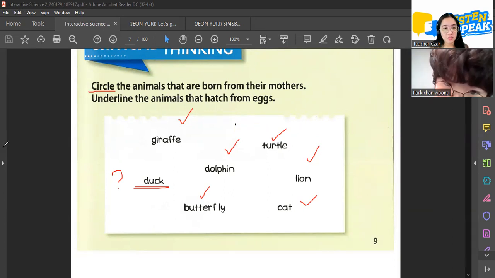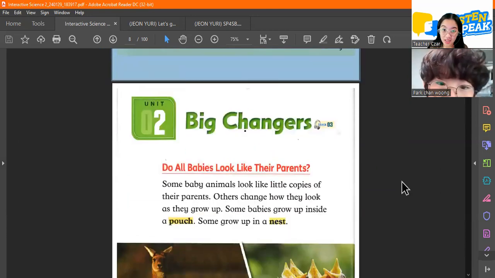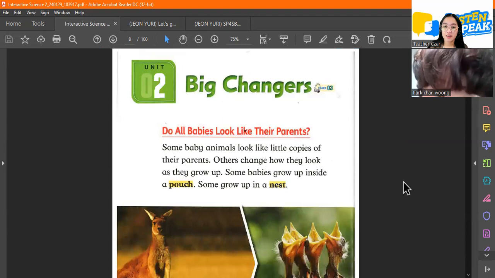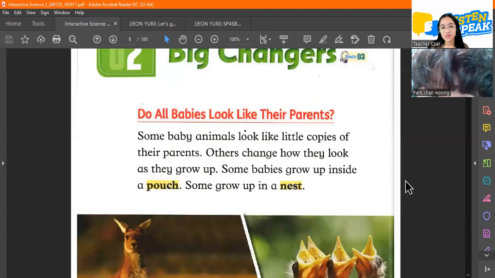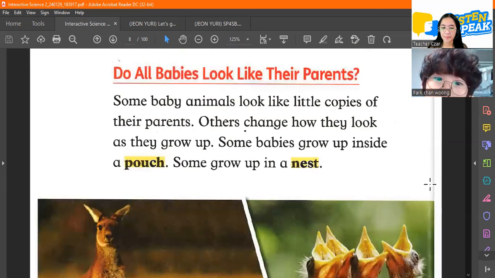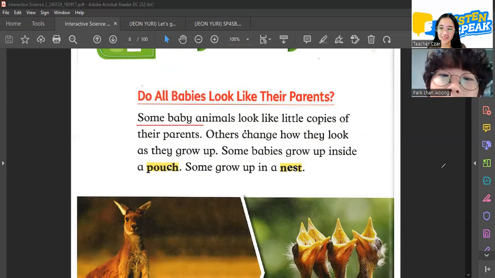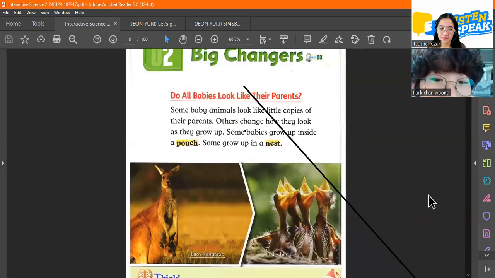Now, let's try to move on with the next topic, which is unit two about big changers. So here, let's try to talk about, do all babies look like their parents? Do all babies look like their parents? No. Okay. No. Why? They change.